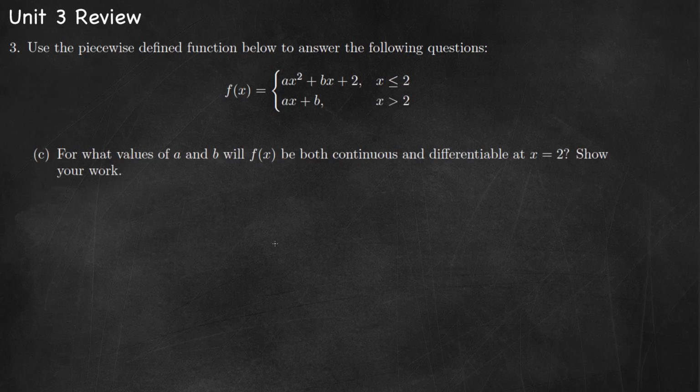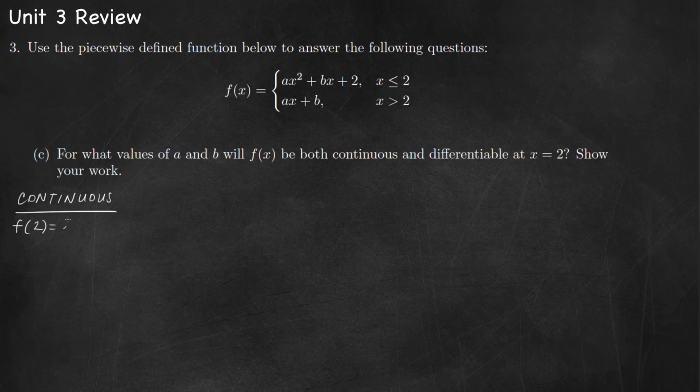Part C, for what values of a and b will f of x be both continuous and differentiable at x equals 2? So now we have to find the values of a and b that are going to make this work, so that our function is continuous and it's also differentiable. We're going to do this in two parts. First, we're going to make sure that it's continuous.